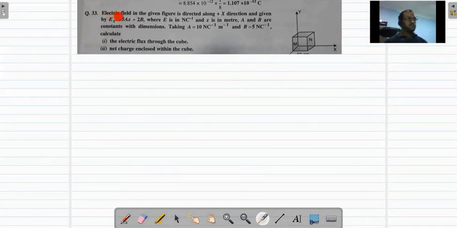Electric field in the given figure is directed along positive x direction and given by Ex equal to 5Ax plus 2B, where E is in Newton per Coulomb, x is in meter, A and B are constants with the dimensions. Taking A equal to 10 Newton per Coulomb per meter and B equal to 5 Newton per Coulomb, calculate the electric flux through the cube, and the net charge enclosed within the cube.